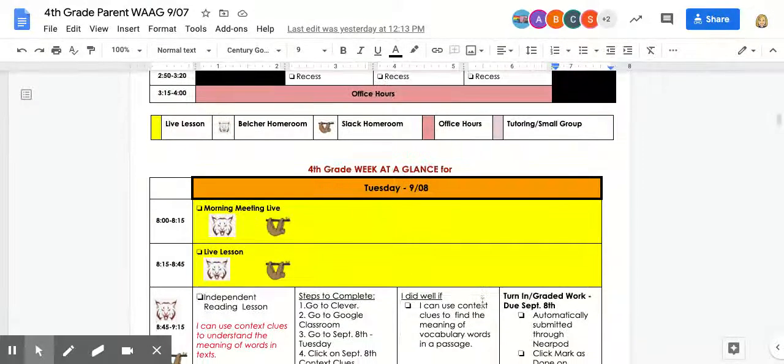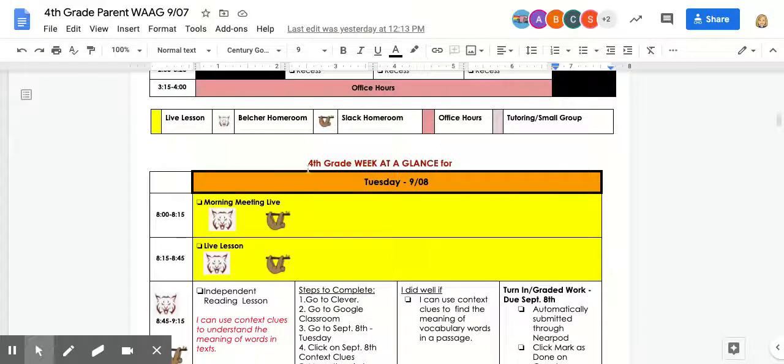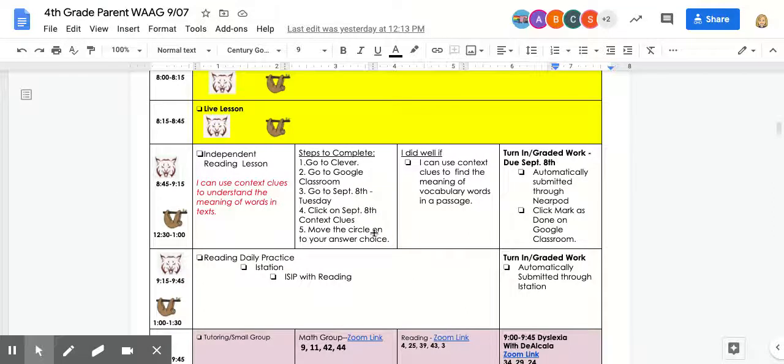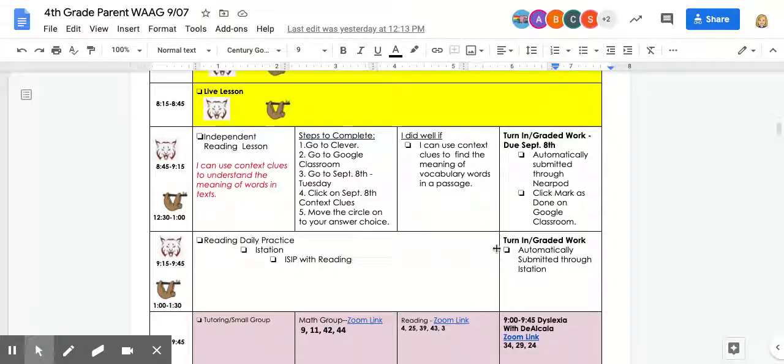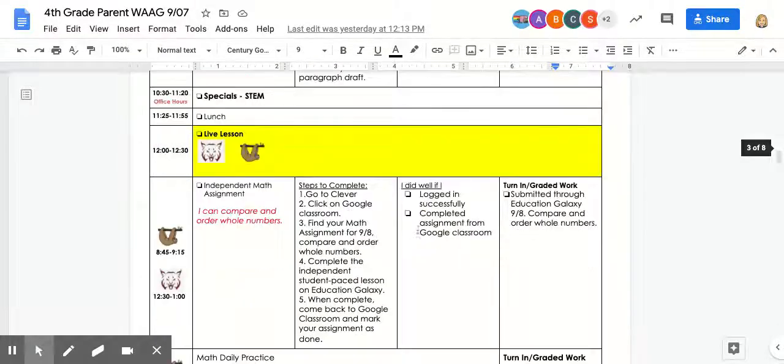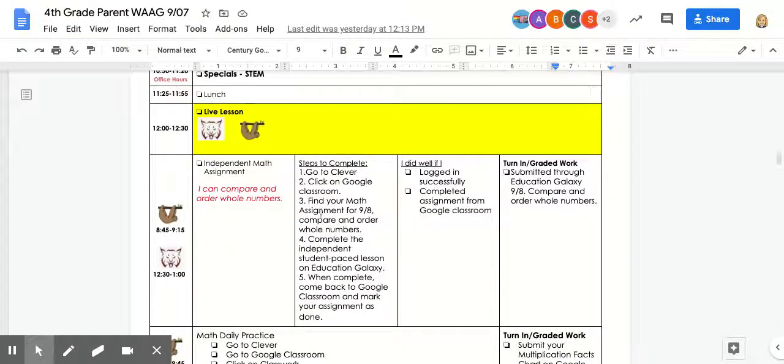As you scroll further down, we see that it says Tuesday. This is where it gives you all of your instructions, step by step. Go to Clever, go to Google Classroom, click on September 8th, Tuesday, click on September 8th context clues, move the circle to your answer choice. Automatically submit through Nearpod. Or actually, that one's not through Nearpod. That was through the Google Slides. Mark is done, right? So you have to go through and make sure that you're checking the actual assignments because it tells you what to do.